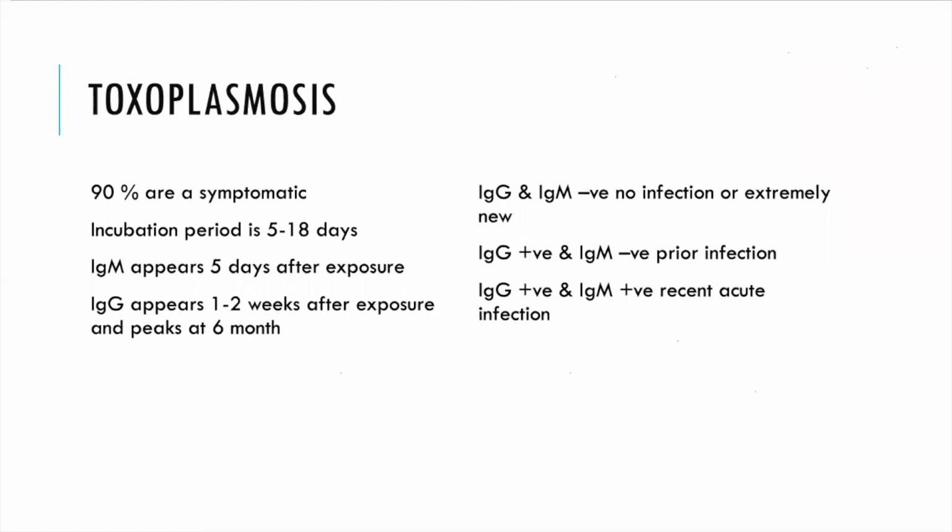The serology, to understand it: if you have an IgG and an IgM negative, this means that there's no infection or it's extremely new. Because the IgG and IgM, like the previous page, don't show up right away in the case of toxoplasma. If you have an IgG positive and an IgM negative, this means that this is a prior infection. If you have an IgG positive and an IgM positive, this means that this is a recent acute infection.